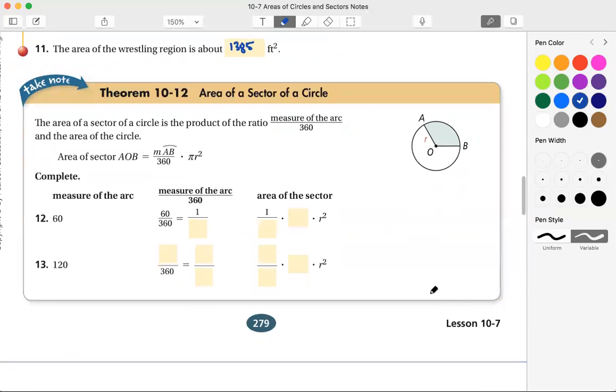All right, how do we find the area of a sector? Well, the area of a sector is just the product of the ratio of the measure of the arc divided by 360 and the area of a circle. So it's the ratio of the area of the circle. All right, so if I know the measure of the arc is 60 degrees, 60 divided by 360 is 1/6. So the area of the sector would be 1/6 pi r squared. So then I do the same thing for 120. I simplify and I get 1/3. So the area would be 1/3 pi r squared.